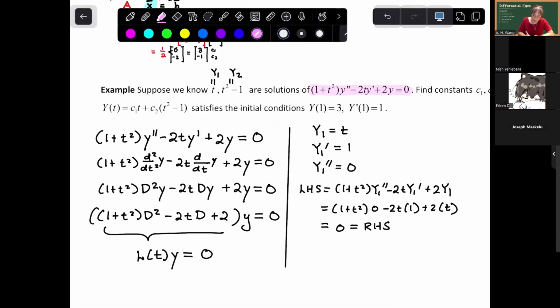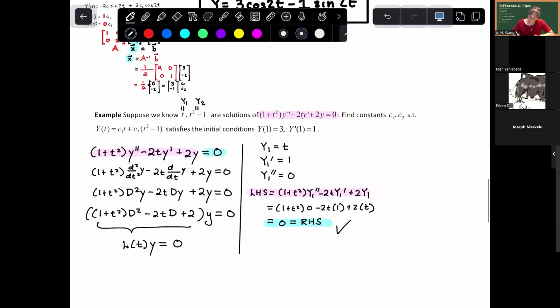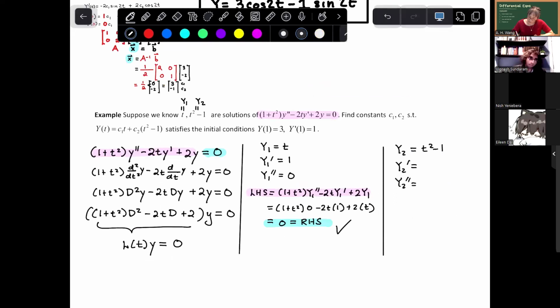So when you plugged it in, what you get is the left-hand side equal to the right-hand side. Correct. All right, and then over here, y2. Can somebody really quickly tell me what are the derivatives? 2t and 2. Does everybody get what you're going to be doing? I'm going to skip so that we save some time. I just want to finish this up.